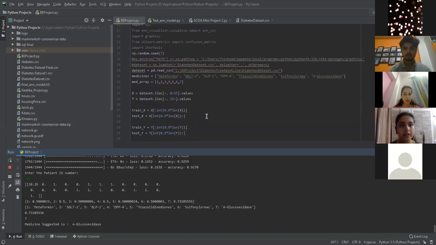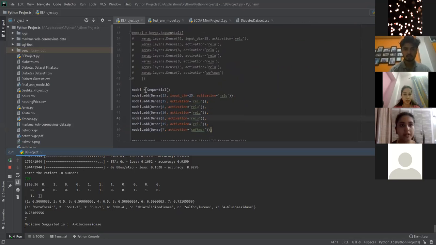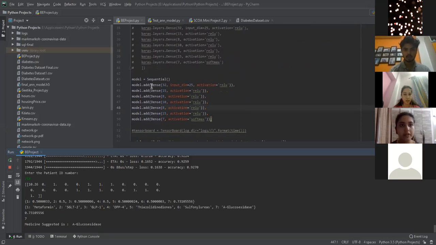Basically our multi-layered ANN model is a sequential model, as you can see here, and it has multiple layers with almost five hidden layers, and the final output layer with 7 neurons. This is because we have 7 classes of drug line treatment or medicine line treatments, and our patient will be classified into one of those 7 classes.